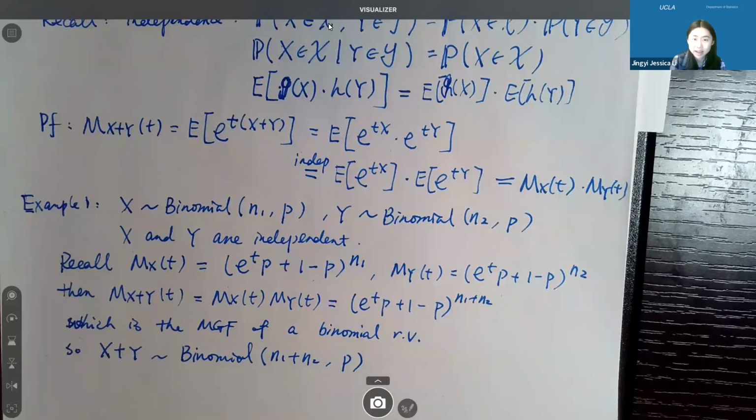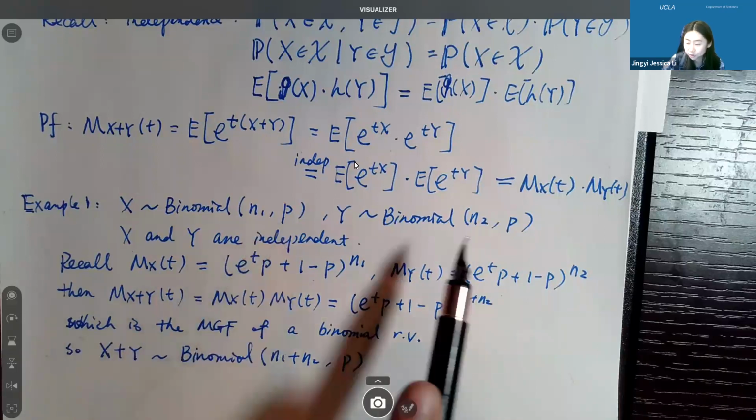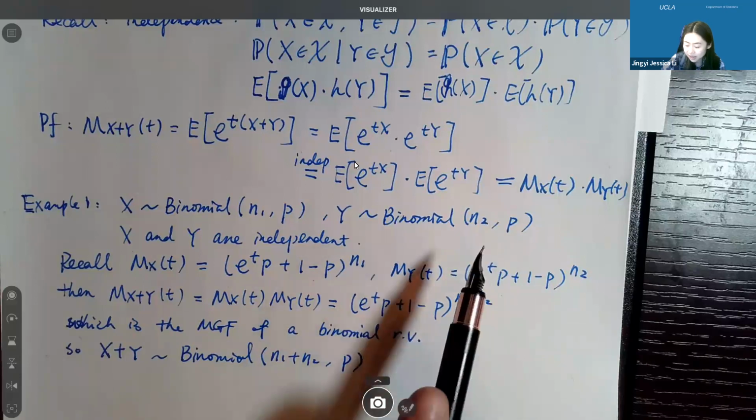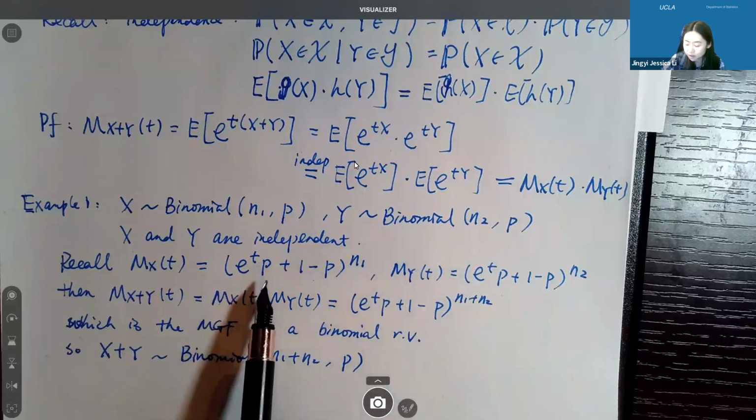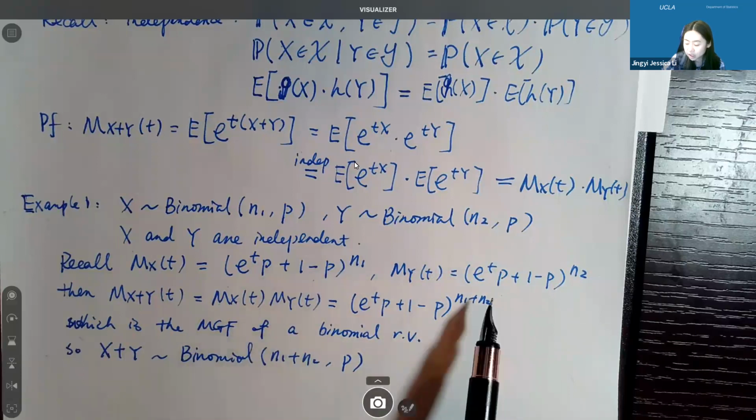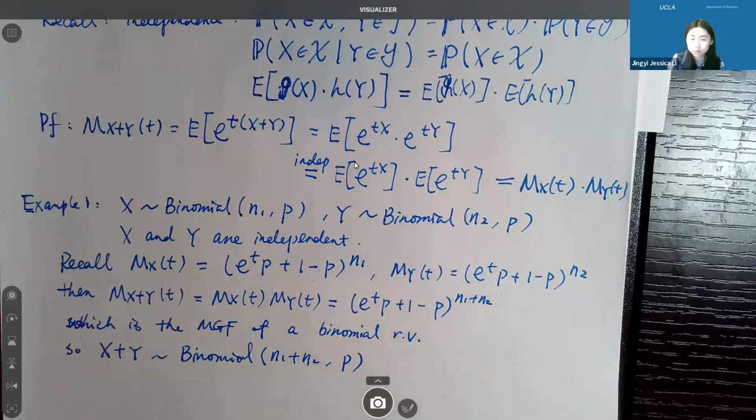I have a question in the chat box. Let's take a look. What would happen if p are not the same? That's a very good question. Unfortunately, it's not a binomial anymore. Because you can see, if I change this to p1 and change this to p2, then this becomes e^t p1 plus 1 minus p1. This becomes e^t p2 plus 1 minus p2. So when I calculate their product, I cannot merge them. So it's not a binomial anymore. At least it's not a binomial distribution we defined.